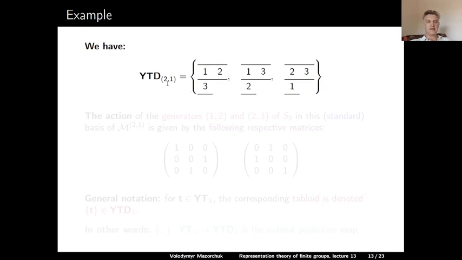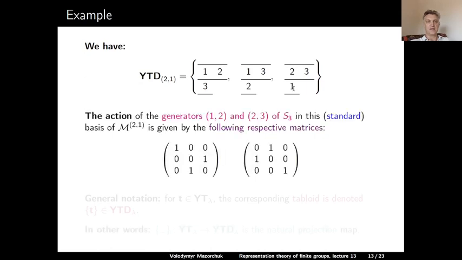Consider the partition (2, 1) of 3. Then we have exactly 3 Young tabloids of this shape. The Young tabloid where we have 1 and 2 in the first row and 3 in the second row, the Young tabloid where we have 1 and 3 in the first row and 2 in the second row, and the Young tabloid where we have 2 and 3 in the first row and 1 in the second row. The action of the generators (1,2) and (2,3) of S3 in this basis of the permutation module is then given by the following matrices.